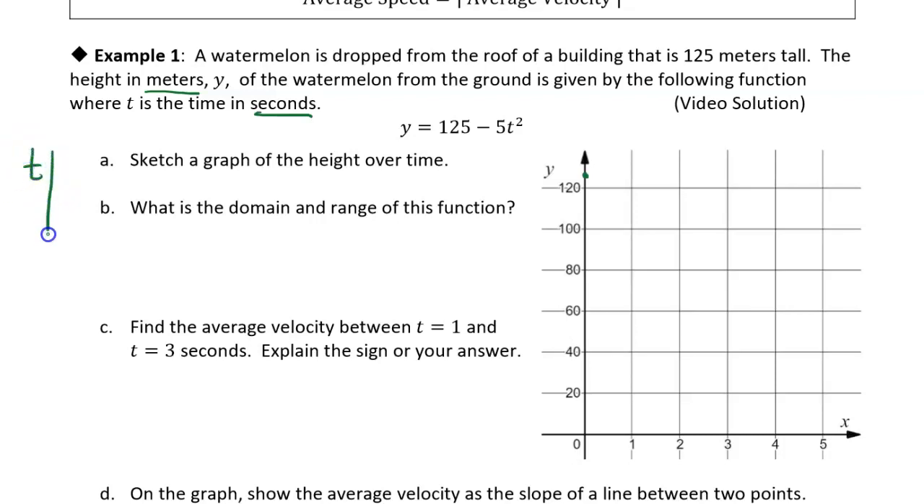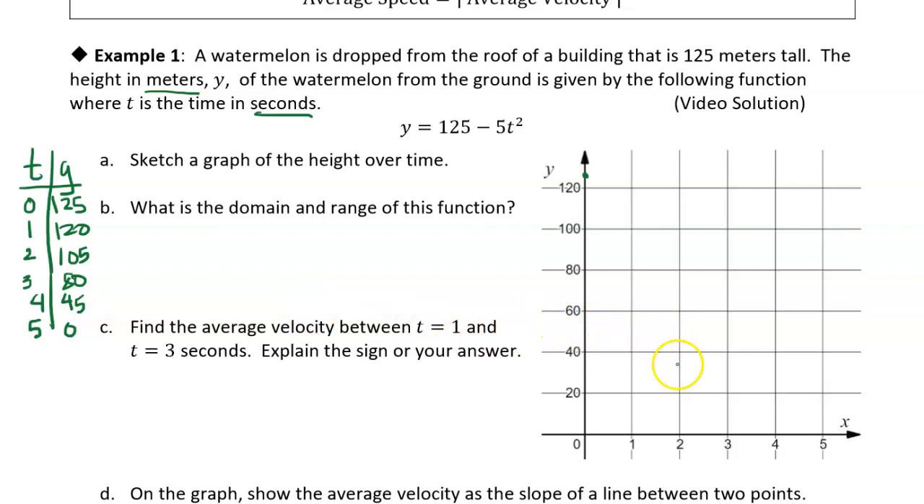Let's just make a little table of t versus y. And so 0, 125. If I put in 1 into the function, then I get 125 minus 5, which is 120. Plug in 2, then I get 125 minus 5 times 4, which is just going to be 105, and so on. So I'm just going to write these down. You can do the calculations on your own, but I'll just write down what I got for the calculations. All right, so 4 and 5. When I put in 4, I get 45, and when I put in 5, I get 0.